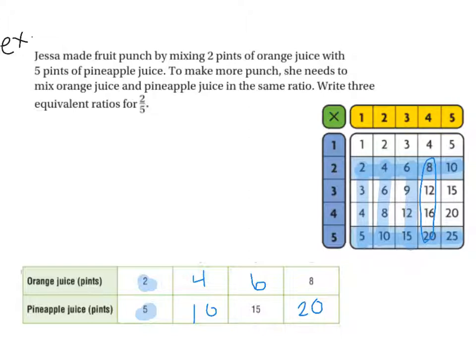And so if she wanted to make a huge batch of juice, she would need 8 orange juices and 20 pineapple juices in order for it to taste the same. If she got too much orange juice, then it would taste too orangey. If she got too much pineapple juice, it would taste too pineapple-y. So she needs to make sure that it's just the perfect mix.